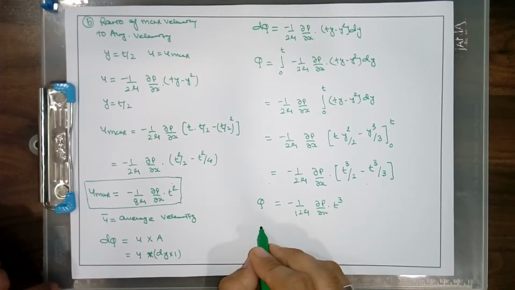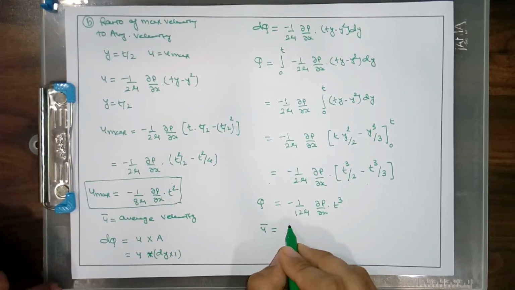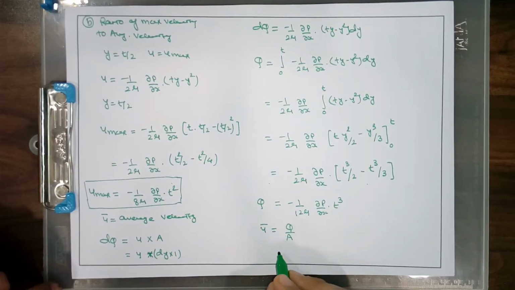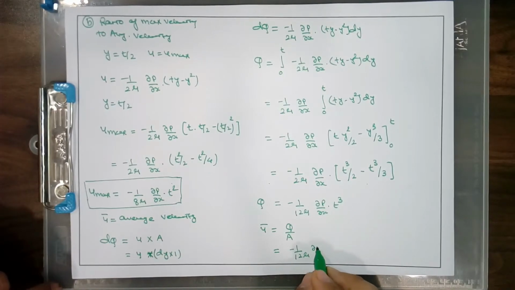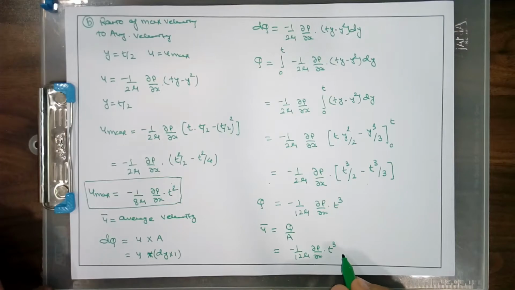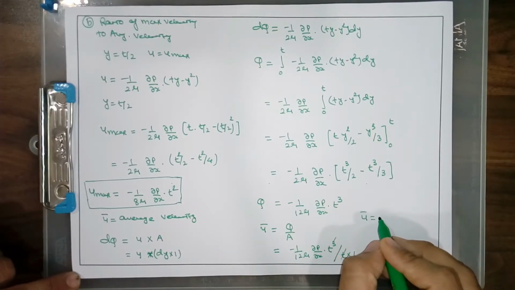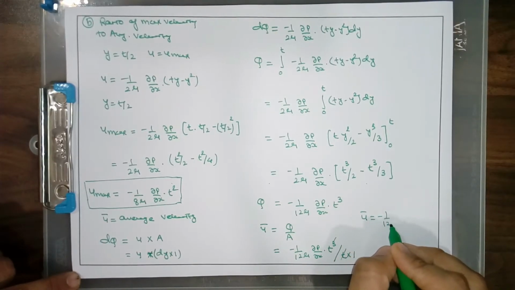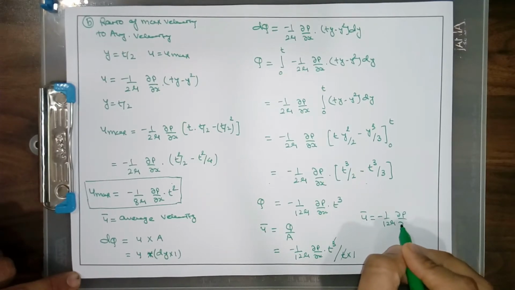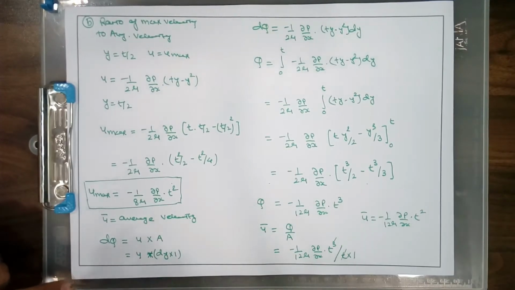But we require the value of u-bar, which is equal to Q divided by area. So we get -1/(12μ) ∂p/∂x into t³ divided by our area, which is t into 1. So this t is cancelled out, and finally we get the value of u-bar, that is the average velocity, -1/(12μ) ∂p/∂x into t².